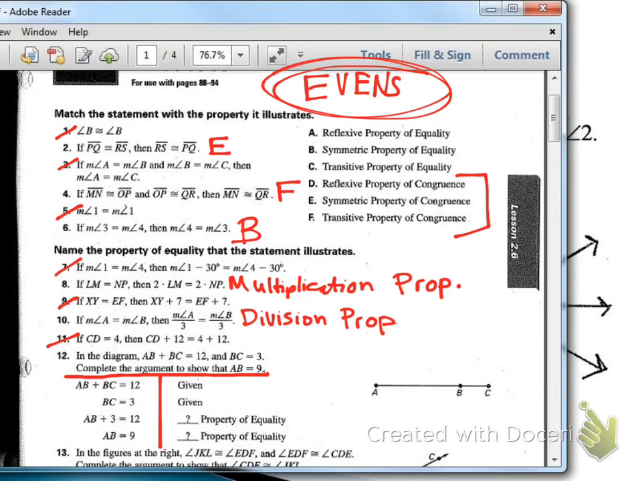Now, we are trying to fill in the 2 blanks. So basically, how do they know this? How do they know that AB plus 3 equals 12? They took the BC out and they put the 3 in. So what'd they do? They replaced it. What is replacing called in math? Substitution. Good. This is the substitution property of equality. It's the last one you wrote down.